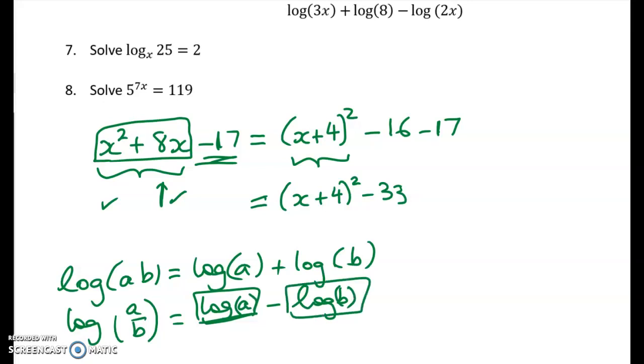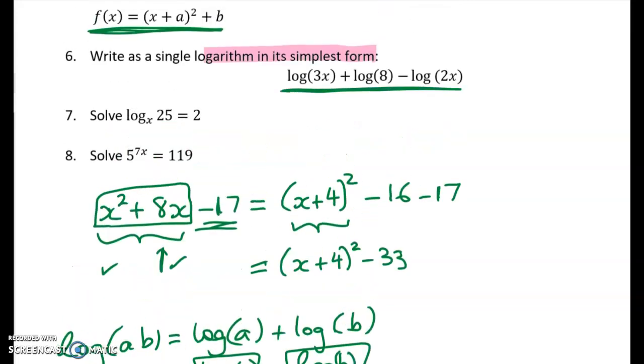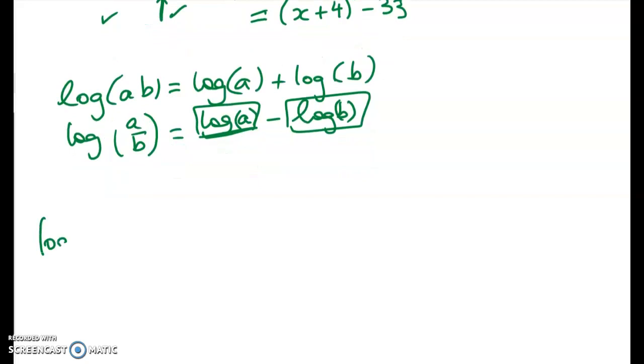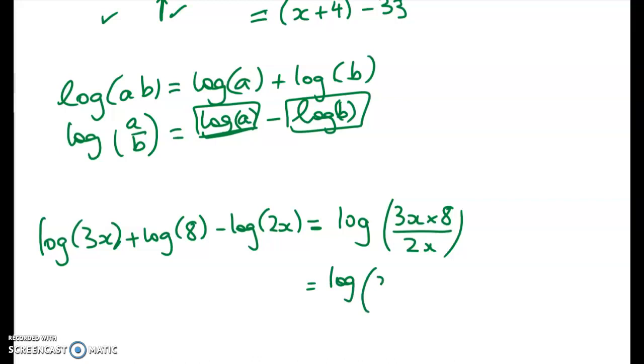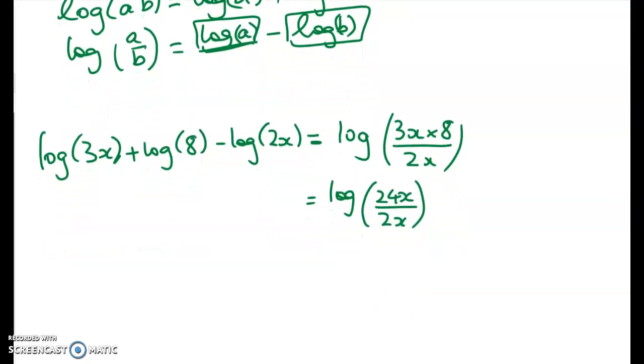Okay, so in this first question here, we're going to use both of those rules to combine. So log of 3x plus the log of 8 minus the log of 2x can be put back together into one like this. It's the log of 3x times 8 over 2x. So cleaning all of that up, we get the log of 24x over 2x, which is simply the log of 12.